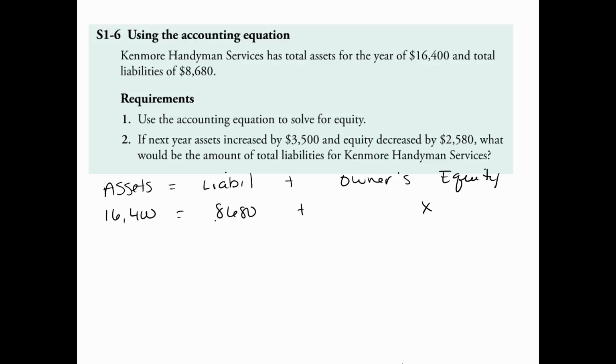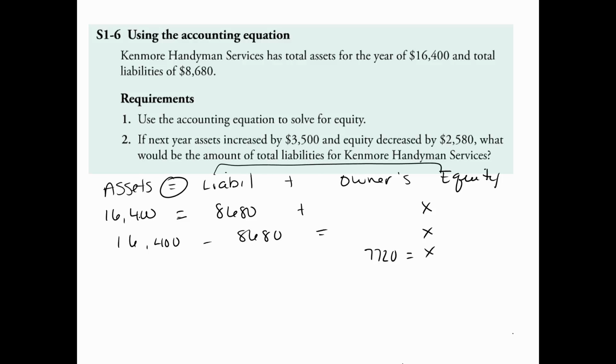So we set it up like this, and now we can just use it like a little algebra equation. We want to isolate our variable over here. So we subtract the liabilities from both sides, and we get 16,400 minus 8,680 equals X. Therefore, X, or owner's equity, must be 7,720. And because of this equation, the left side needs to equal the right side. So I need the liabilities and the owner's equity to equal 16,400. And if I know that liabilities are 8,680, the equity has to be 7,720. That's the only way I'm going to get the right side of the equation to come out to 16,400.